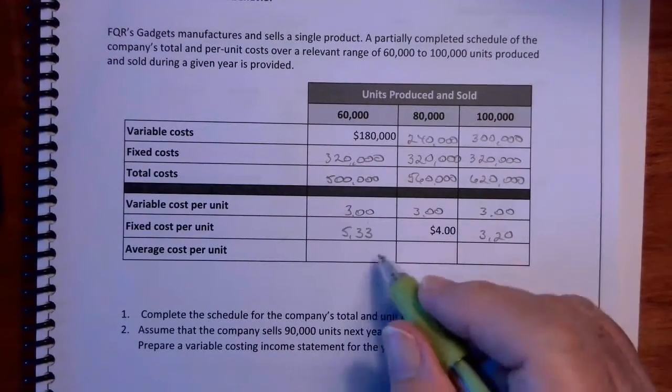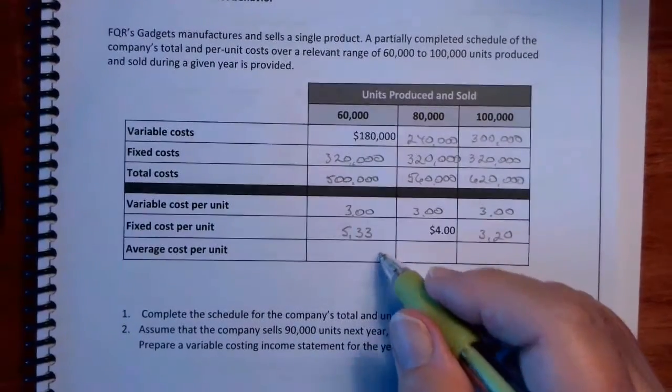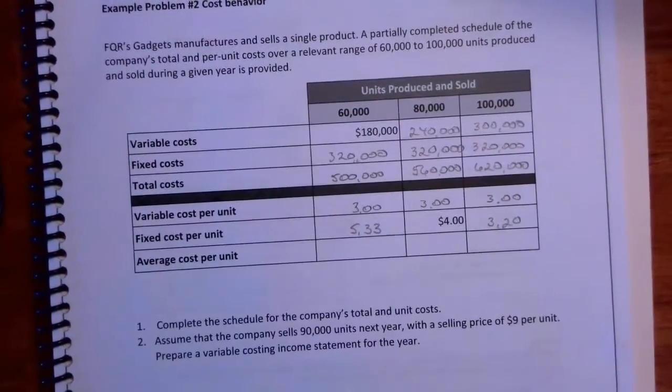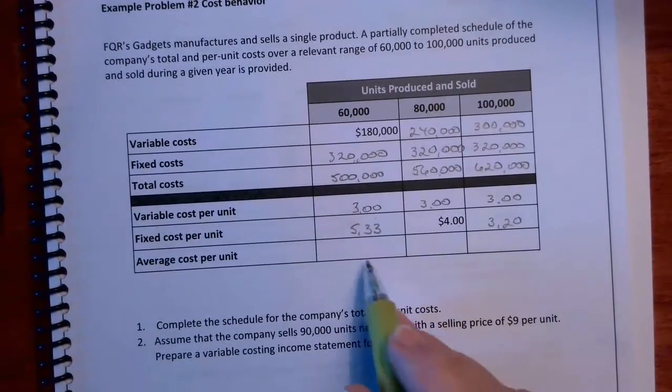Now the average cost is a tricky number. I mean, not mathematically, but in terms of what it means. You've got to be really careful with a manager. If they ask you for average cost, you've got to ask them what it's for.